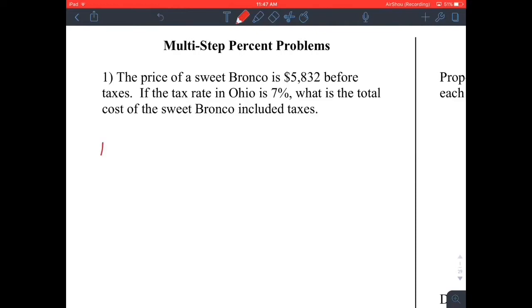To find the tax, you take whatever you're spending on the item times the tax rate, which in this case is 7% or 7/100. That's going to give us $408.24.